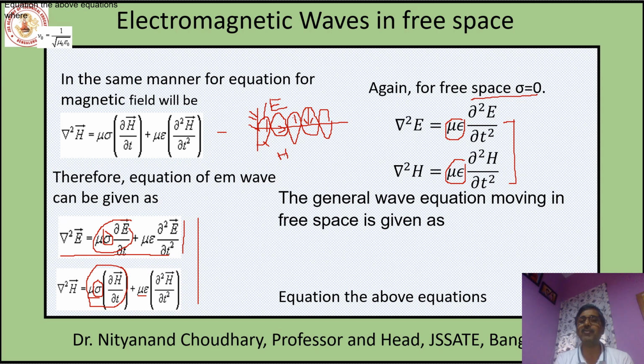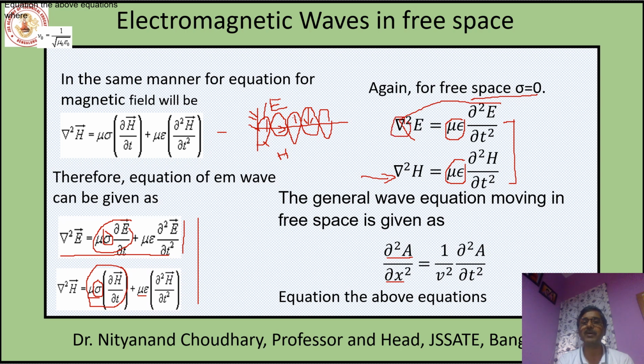So this is the equation of the electric field, and this is the equation for the magnetic field. This is how you get electromagnetic waves. So what is the general equation if any wave is traveling in one particular direction? It is given as del square A upon del x square, where this means it is only along one direction, the x direction, while del means it is in three dimensions. That I have already explained. It is given by 1 upon V square del square A upon del t square. This is the general equation.